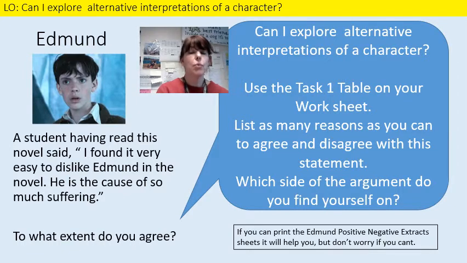So go to your worksheet then, task 1 on the worksheet. Before you start looking at the extracts, what can you remember about Edmund's actions and behaviour in the whole novel? Can you list as many reasons as you can to agree with that statement? It's easy to dislike him. He's caused suffering. But can you also think, well, hang on a minute. What about this? And what about that? And what about this? So you're beginning to create an alternative argument. So can you complete task 1?